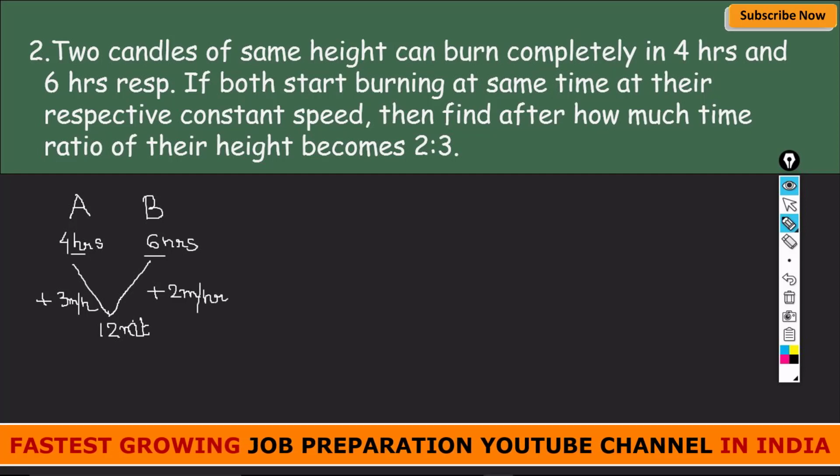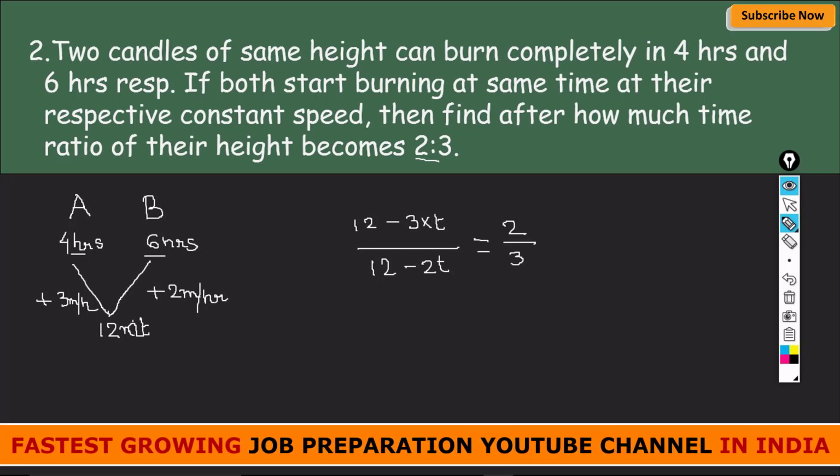Now what the question demands is: find after how much time the ratio of their heights becomes 2:3. So what is the total length? 12 minus what is the speed here? 3 into T. Let T be the time taken to give this ratio. So (12 minus 3T) by (12 minus 2T) should be equal to 2 by 3.